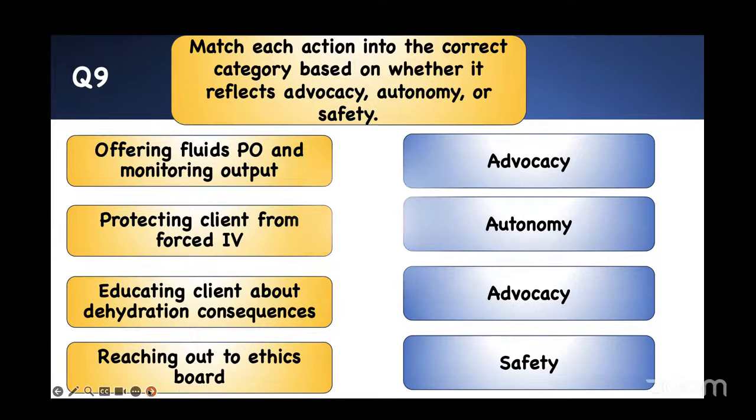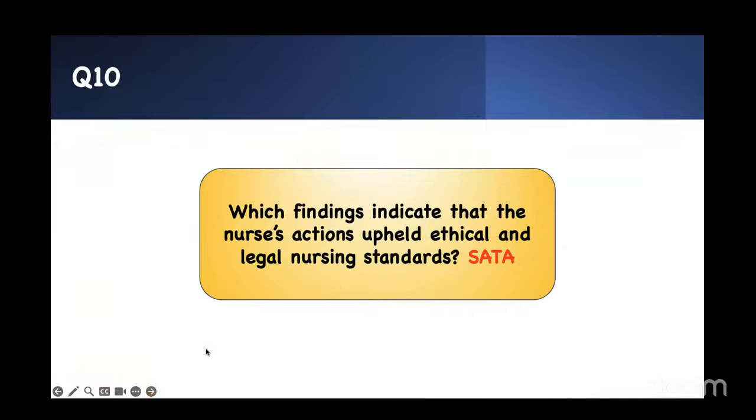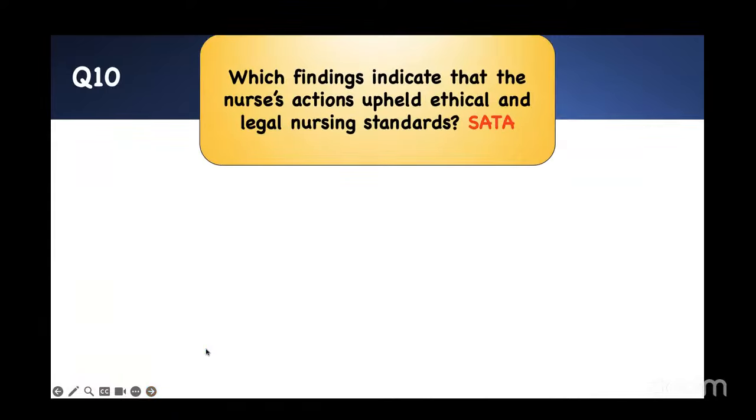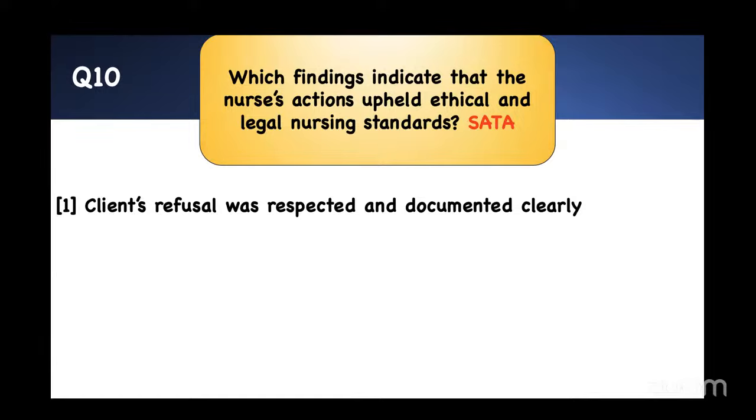And the last question, I know you can do this. Let's get to it. Which finding indicates that the nurse's actions uphold ethical and legal nursing standards? We finally wrap in everything. The nurse did a good job. How do we know? Well, client refusal was respected and documented clearly. Of course, that means the nurse is advocating for the patient, and that ethical and legal principle was held, right?